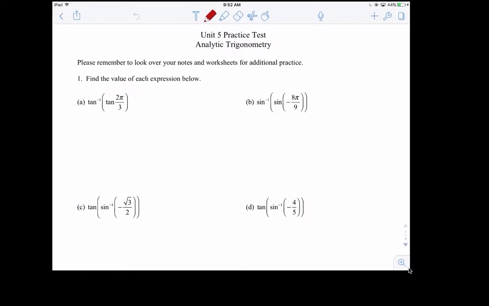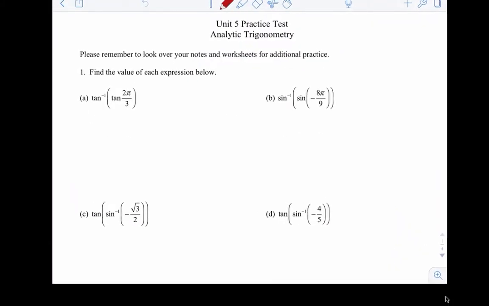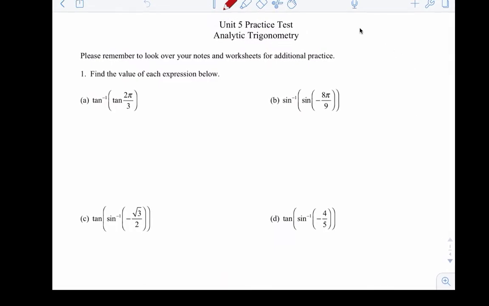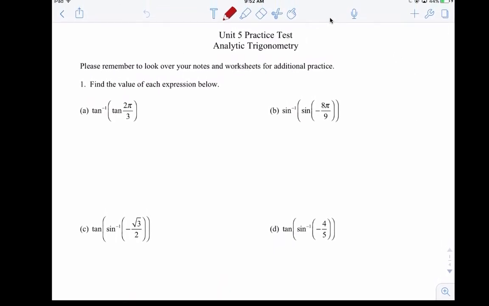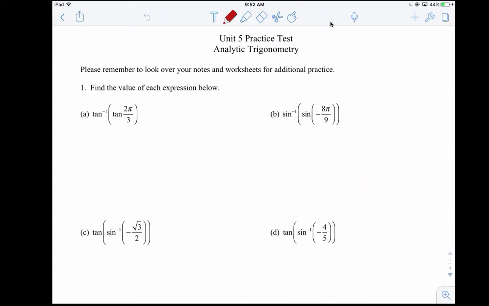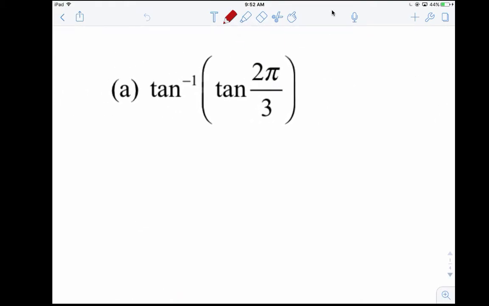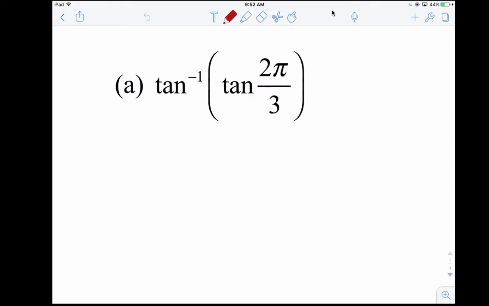Okay. So the first couple problems are doing inverse trig. I know it's been a while since we've done that, but they're not too difficult. So you just want to make sure you're paying attention to the function that you're working with. All right. So the first one is inverse tan of tangent of 2 pi over 3.